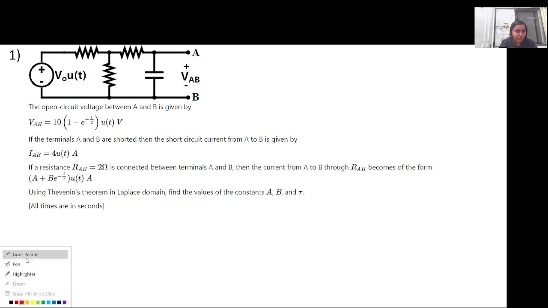So the first question that we have is one circuit is given as shown here in this figure where the input voltage is given.